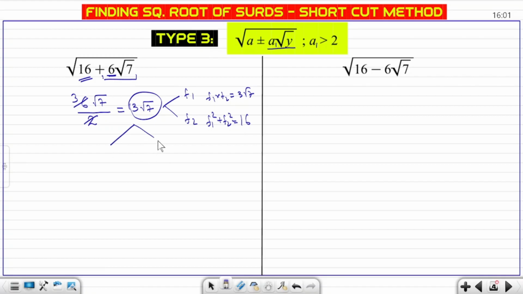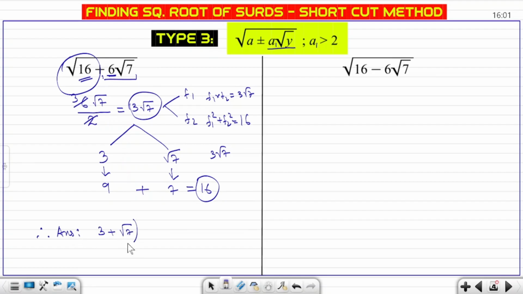So let's break it. We can break into 3 and root 7, right? When you multiply, you will get 3 root 7. When you square it, it will be 9. When you square the other, it will be 7. And 9 plus 7 equal to 16, which is this one. Okay, so therefore the answer is 3 plus root 7.